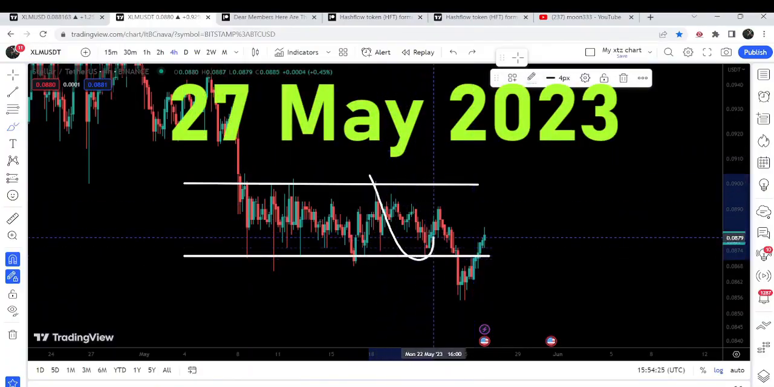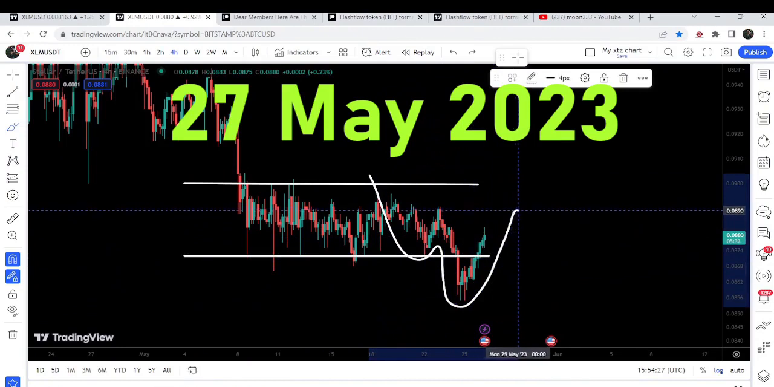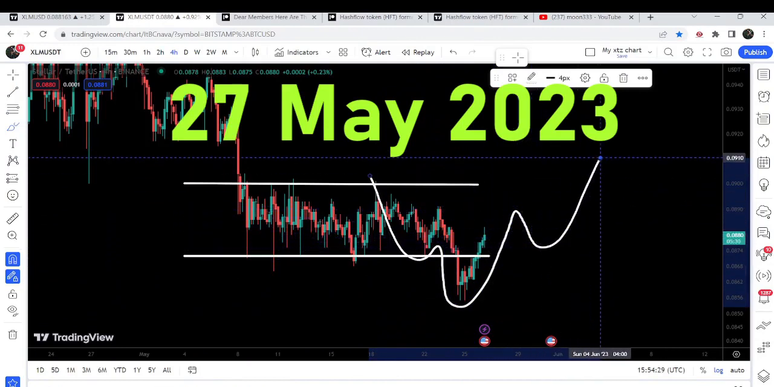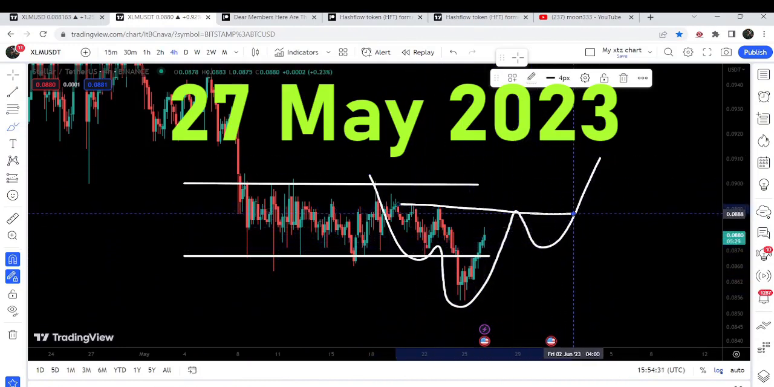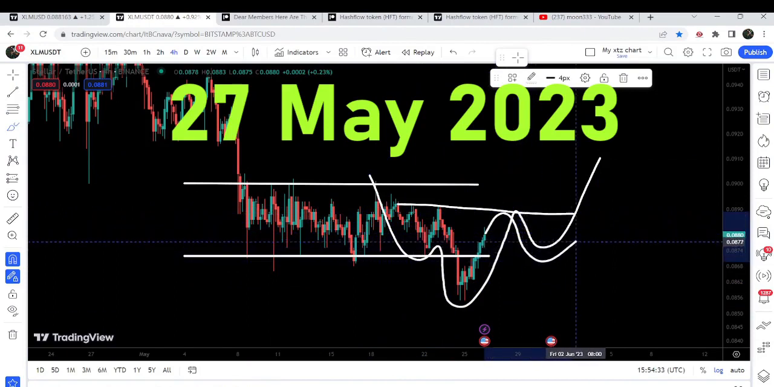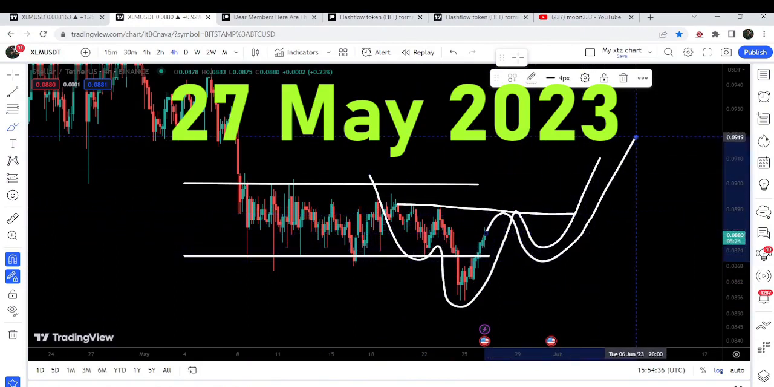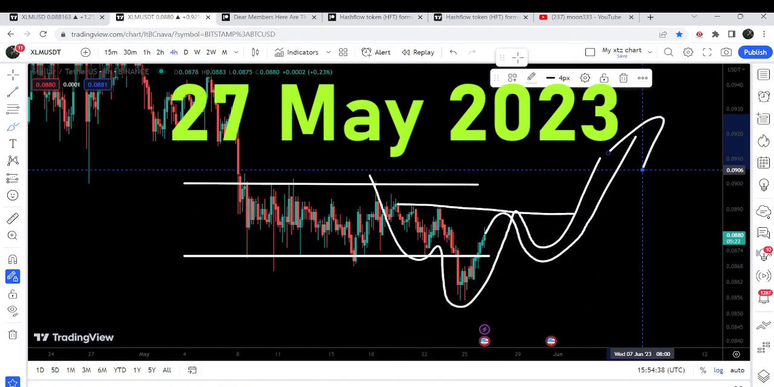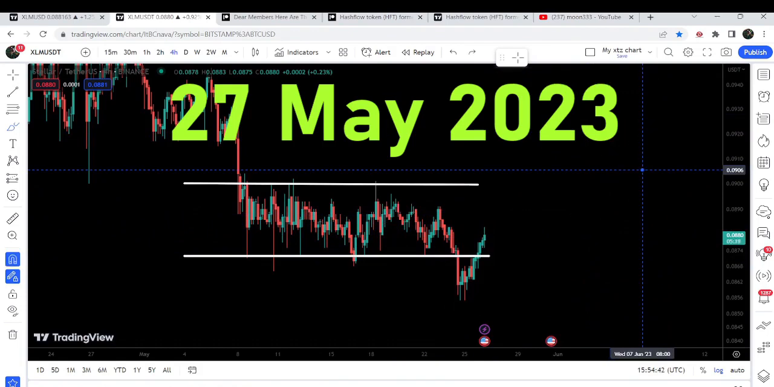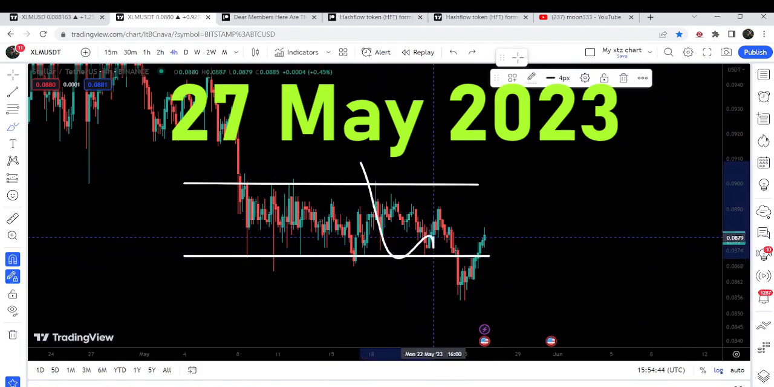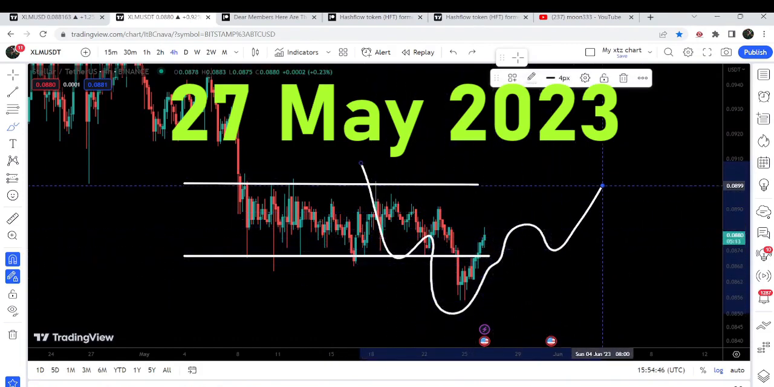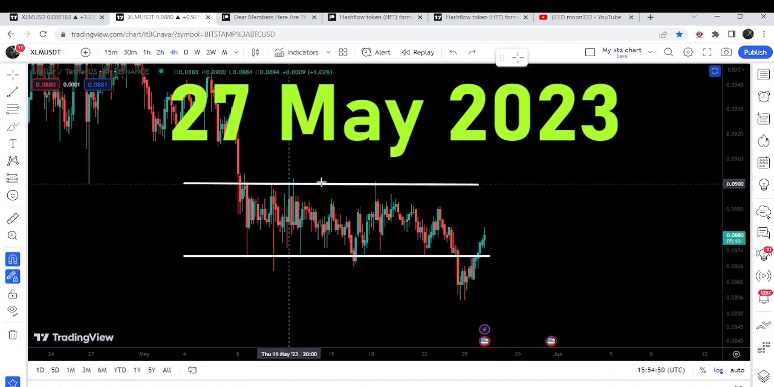This is the left shoulder, this is the head, and for the formation of the right shoulder, we need another rejection, and after that rejection, the price can form the right shoulder, and then it can break out the neckline of this inverse head and shoulder pattern. So far, you can see it is a perfect left shoulder and a head. Therefore, there is a probability that we may have another small dip for the completion of the right shoulder.